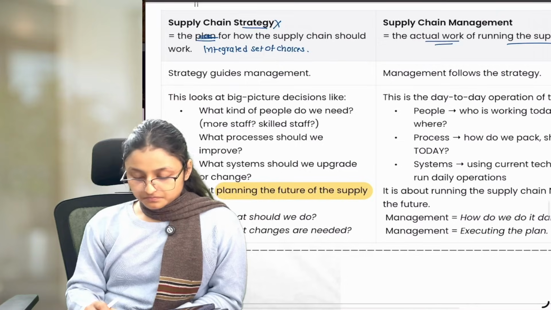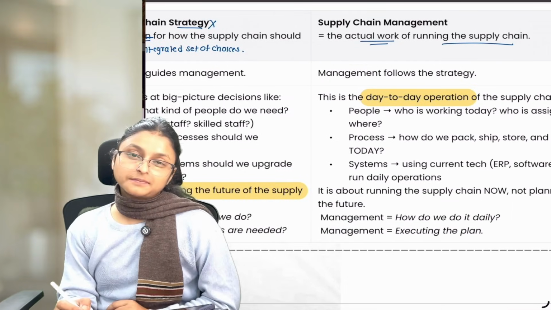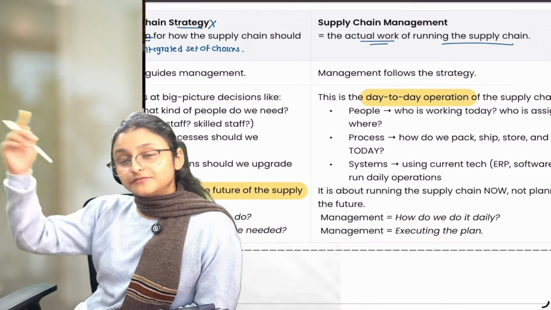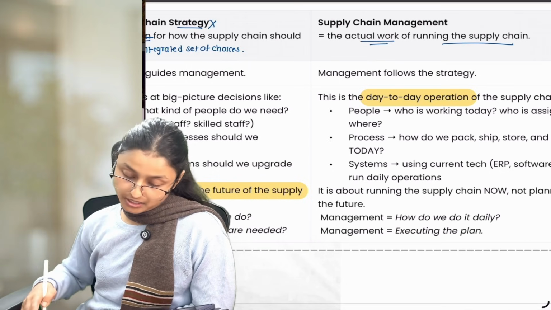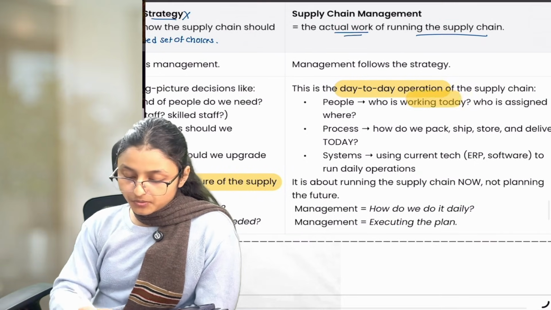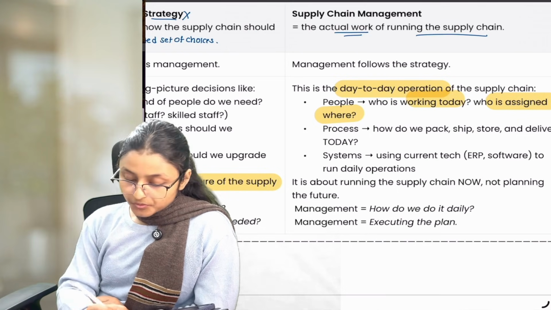Now let's see what management says. It focuses on day-to-day operation of the supply chain. It doesn't look at the future. It looks at what is happening in supply chain right now. Like, who are the people working today? What all work we have assigned them? Processes.